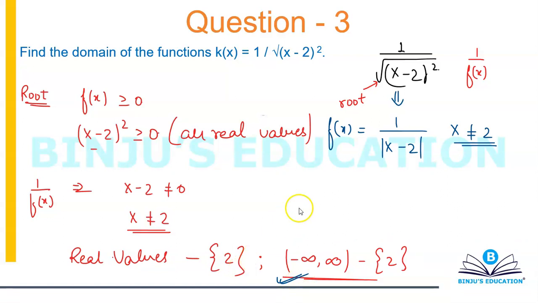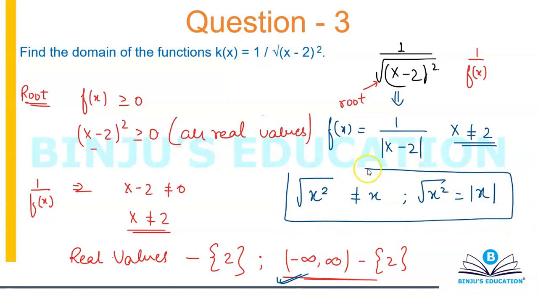Remember that under root of x square is not equal to x. Under root of x square is equal to mod of x. Remember this, it's a very important concept. The reason is that I do not know whether x is positive or negative.